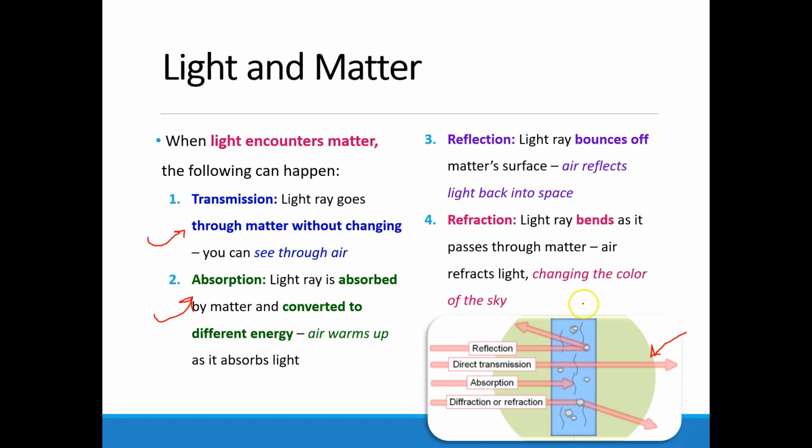And then refraction is how light rays can bend as they pass through matter, which is why the sky is the color that it is, because as light comes in, blue light actually gets bent more and bounces around our atmosphere, making the atmosphere look blue. All right, so when we talk about this, transmission means it goes through, absorption means it gets absorbed and turned into heat, reflection means it bounces off, and refraction means it bends.